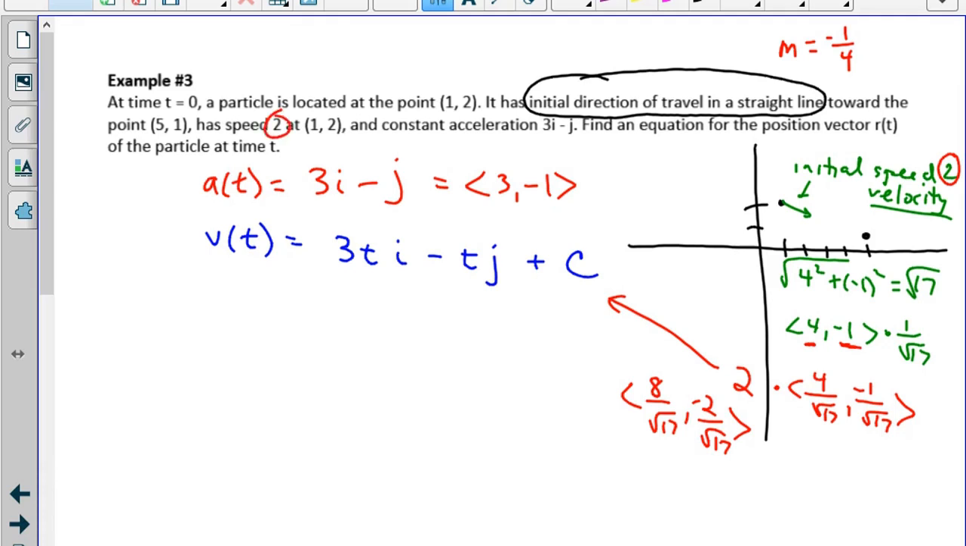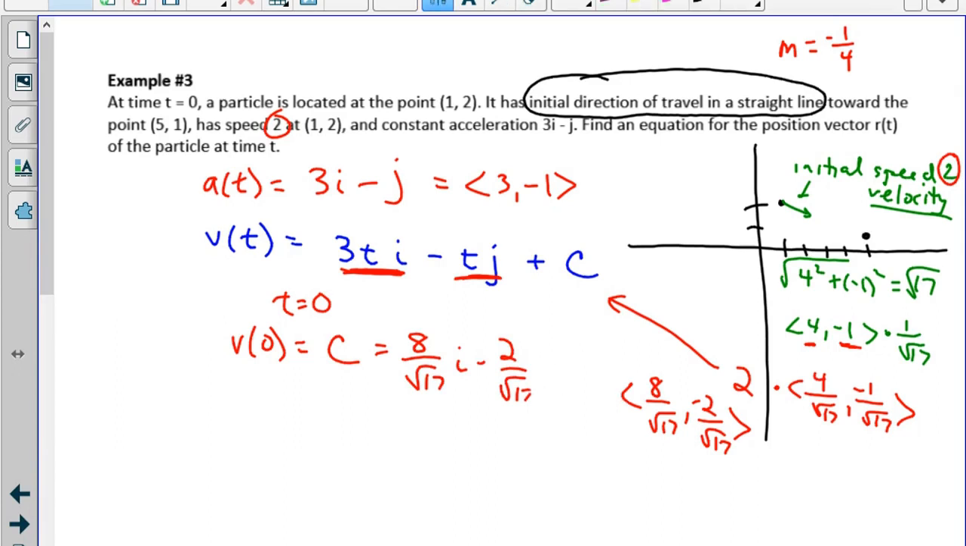The reason that works as c is because this occurs at t equals 0. So when t equals 0, this goes away, and we're just left with c. And we know that c is 8 over root 17 i minus 2 over root 17 j as a result of what we just calculated.